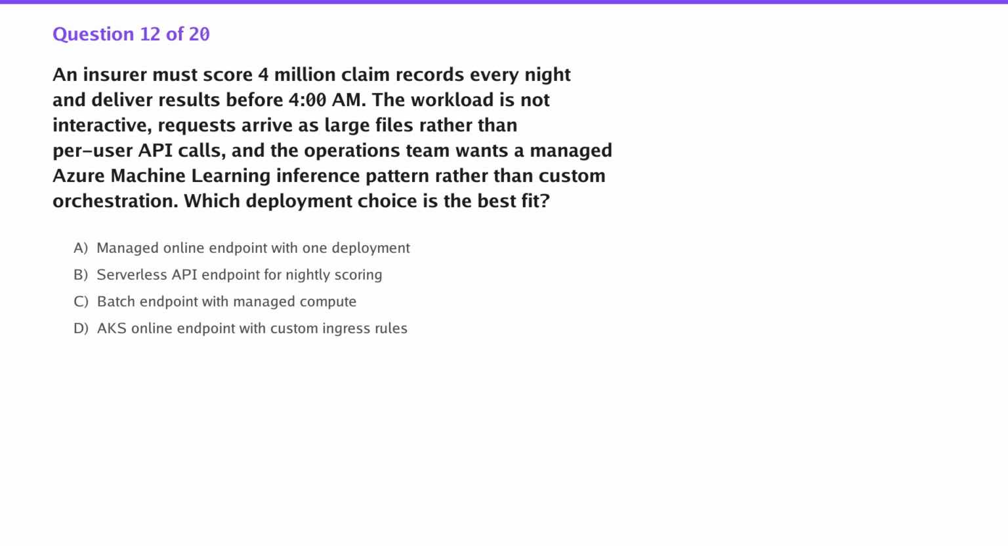Option A, managed online endpoint with one deployment. Option B, serverless API endpoint for nightly scoring. Option C, batch endpoint with managed compute. Option D, AKS online endpoint with custom ingress rules. The correct answer is Option C, batch endpoint with managed compute.